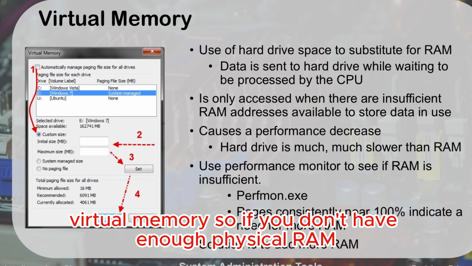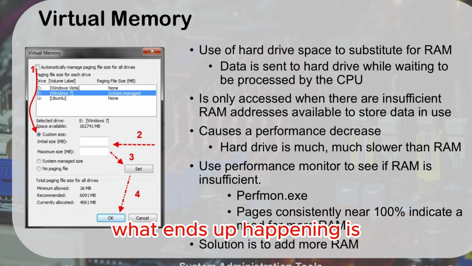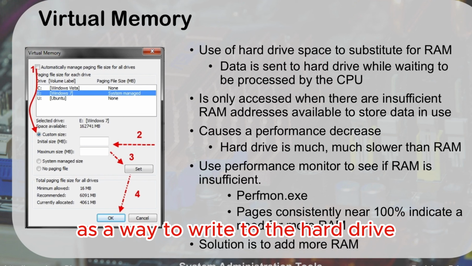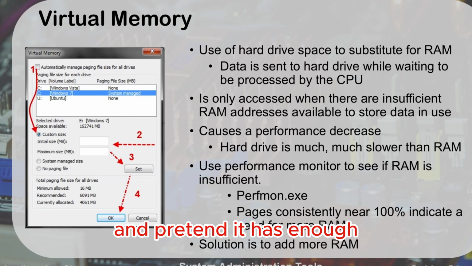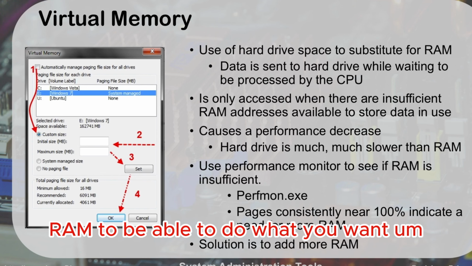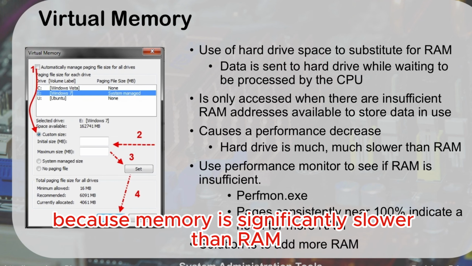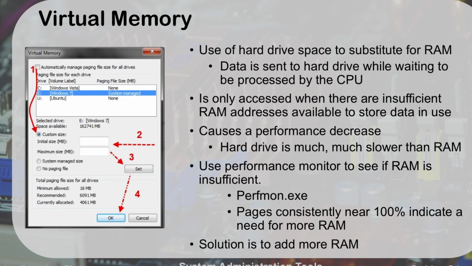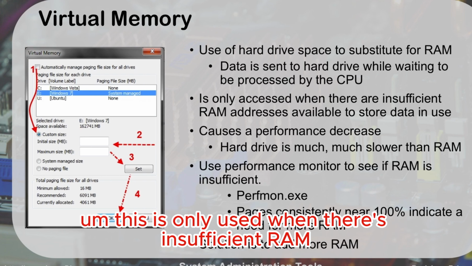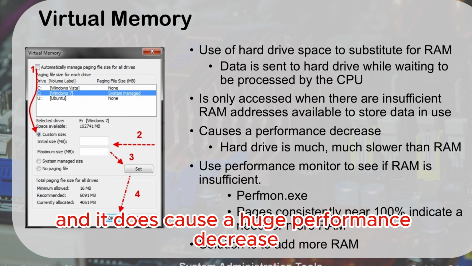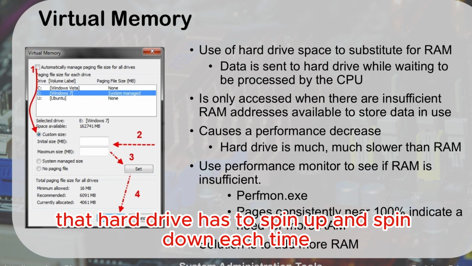Virtual memory. If you don't have enough physical RAM, what ends up happening is it's going to use your hard drive and use a swap file as a way to write to the hard drive and pretend it has enough RAM to be able to do what you want. This will work. The only problem is it's going to slow you down because the hard drive is significantly slower than RAM. This is only used when there's insufficient RAM, and so it's going to store it to the hard drive instead.